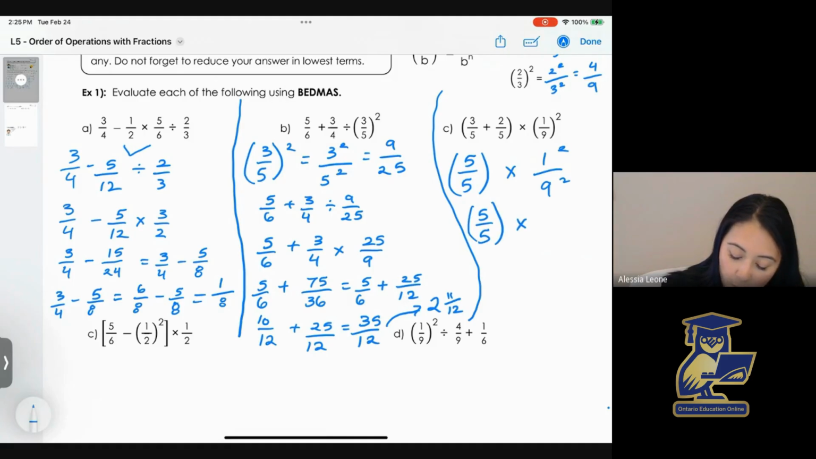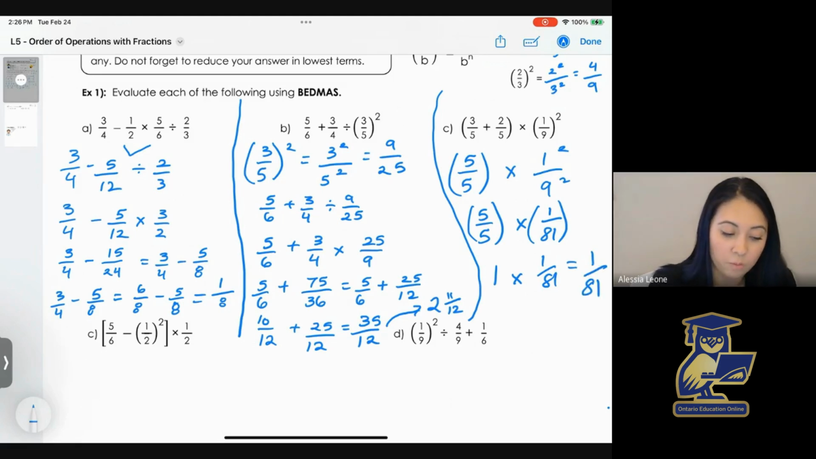times 1 times 1 is 1. 9 times 9 is 81. So then we have 5 over 5 becomes 1 times. So the answer is 1 over 81.